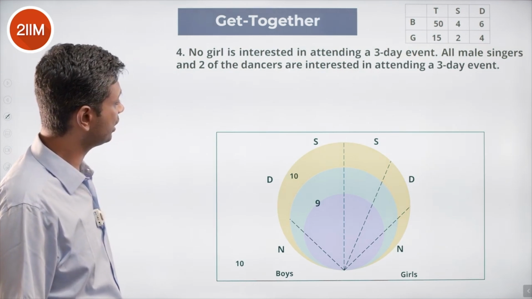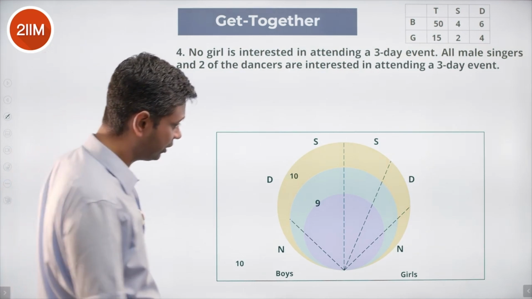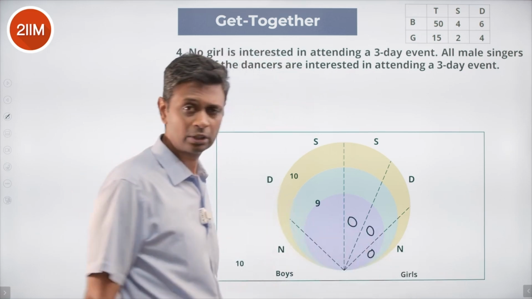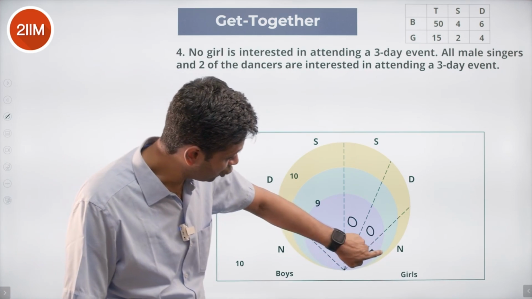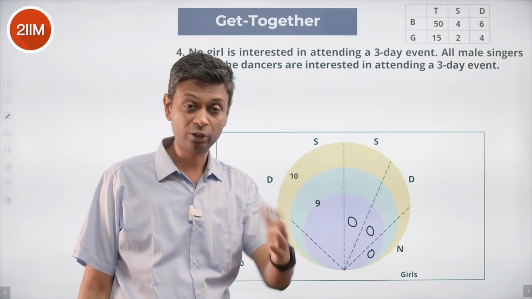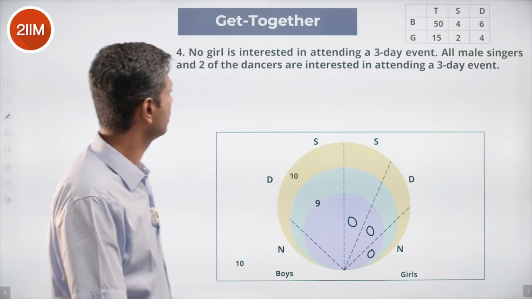No girl is interested in attending a 3-day event. 3-day event is 0, 0, 0. Brilliant. That means there should be quite a few numbers within the 2-day event region. 2-day but not 3-day, there should be some number.